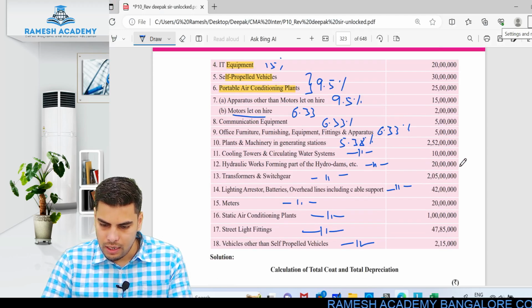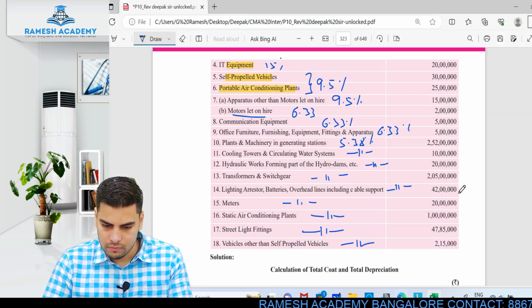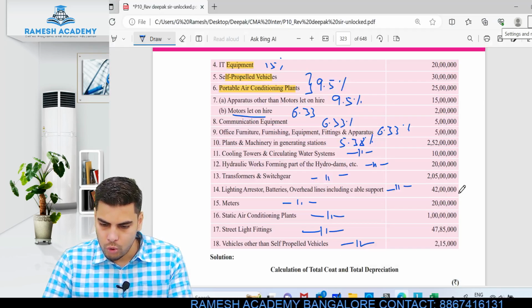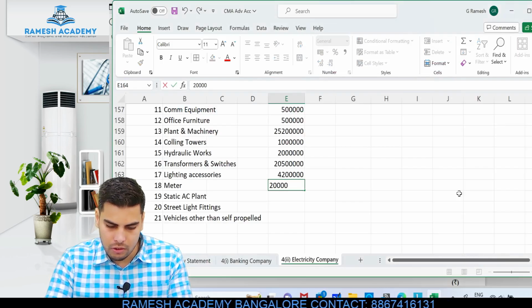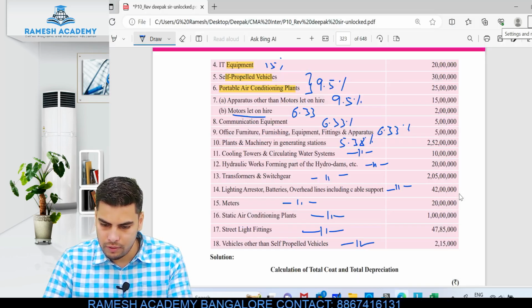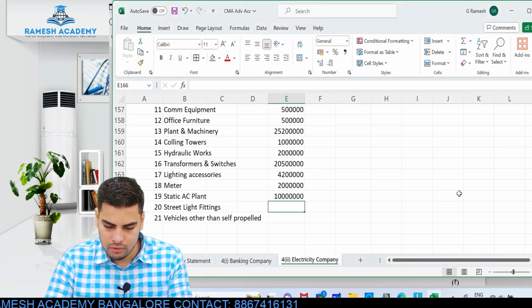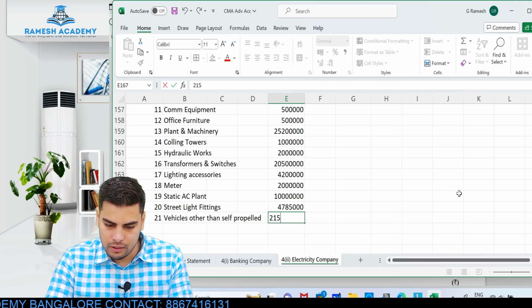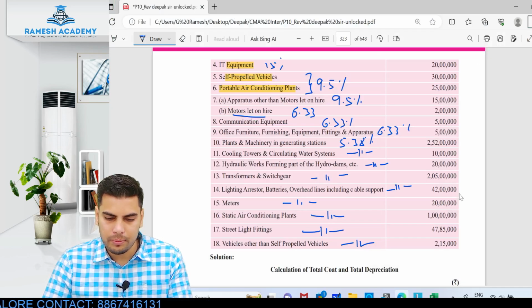So after this 10 lakh, we have got 20 lakh, 2 crore 5 lakh, 42 lakh. I'm just writing the amounts whatever has been given in your question, guys. Then we have got 20 lakh, 1 crore, 47 lakh 85,000, 2 lakh 15,000. Now let us write this particular depreciation rate.